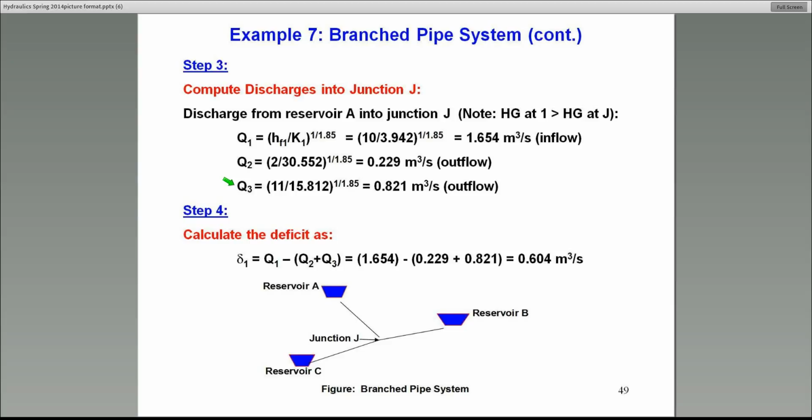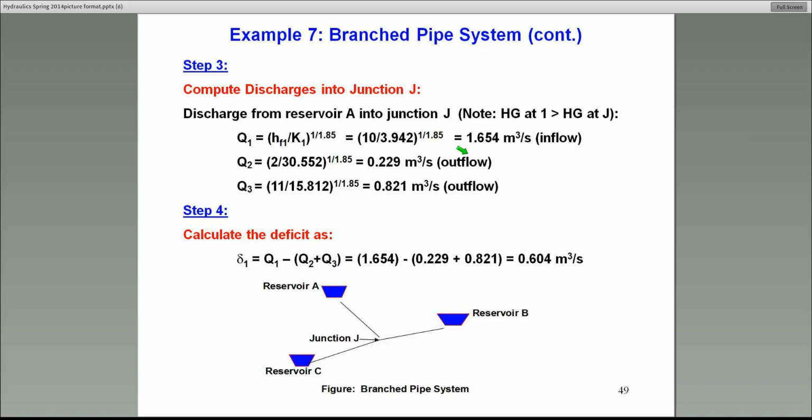Now keep in mind, as I go along, I label them. This is the inflow into the junction. These two are outflows. If you remember, I assume the hydraulic head for junction J above reservoir number 2. So therefore, the flow has to go from the junction into the reservoir number 2. And that's why it's an outflow.